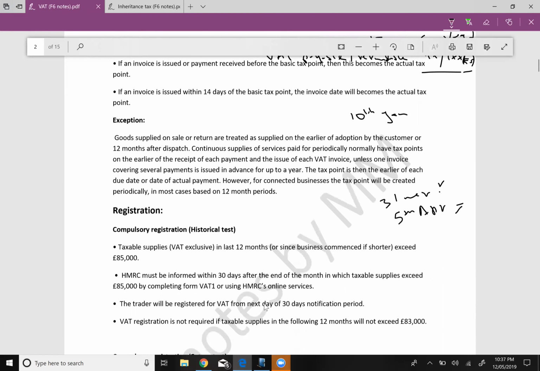Okay, now next we have VAT registration. Basically there are some restrictions. Let's say if your turnover for 12 months exceeds £85,000, then you have to register for VAT. If your sales exceed £85,000, you have to compulsorily register for VAT. I'm talking about sales of the last 12 months. If the last 12 months sales exceed £85,000, then you have to compulsorily register for VAT.